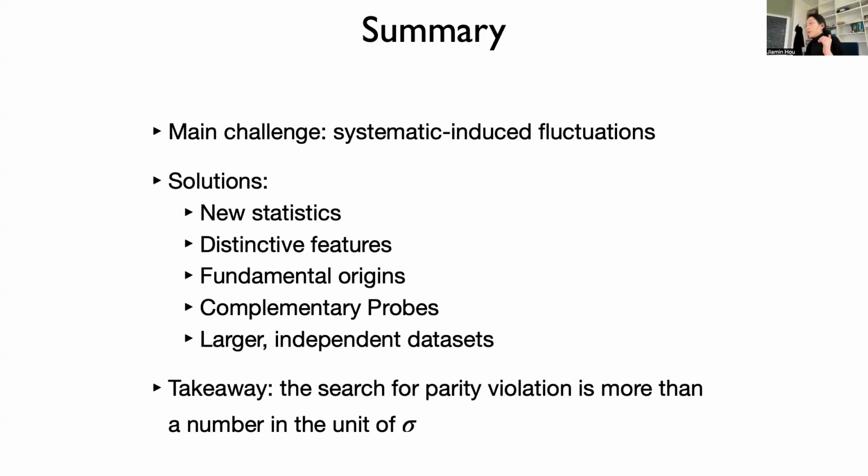For example, new statistics, features, axion models, CMB, DESI. And finally, I want to emphasize that the search for parity violation is really more than a number in units of sigma. Even if today we conclude a significant detection, there are still many things to do because we want a complete picture. Whereas if we don't, there is still an important implication for the cosmological model.